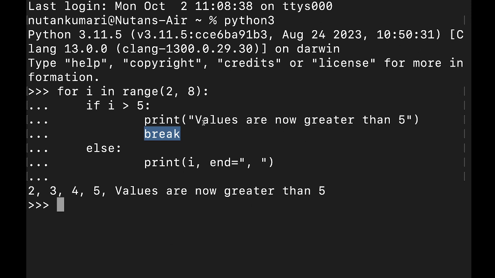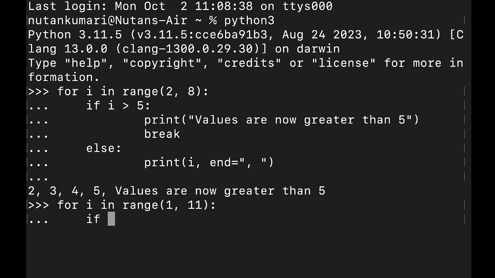After that, let us see continue also. So for i in range, let us say 1 to 11, so that it goes till 10. I am taking a very similar example.